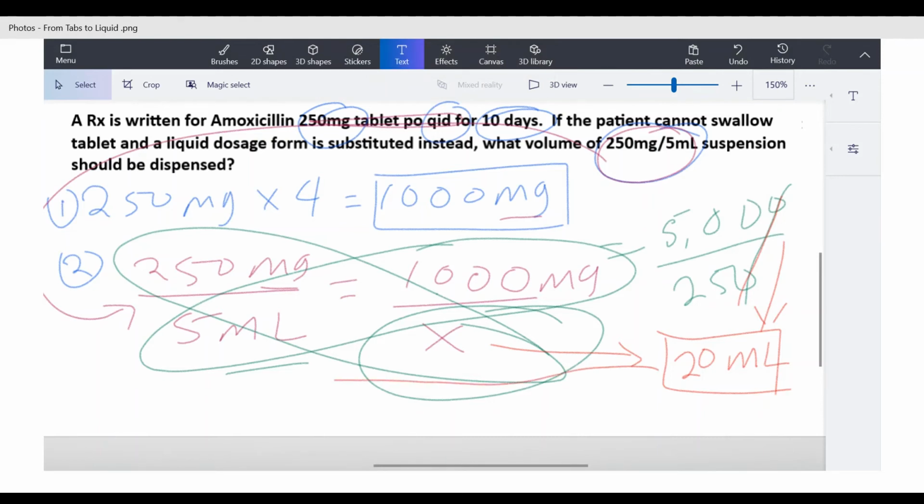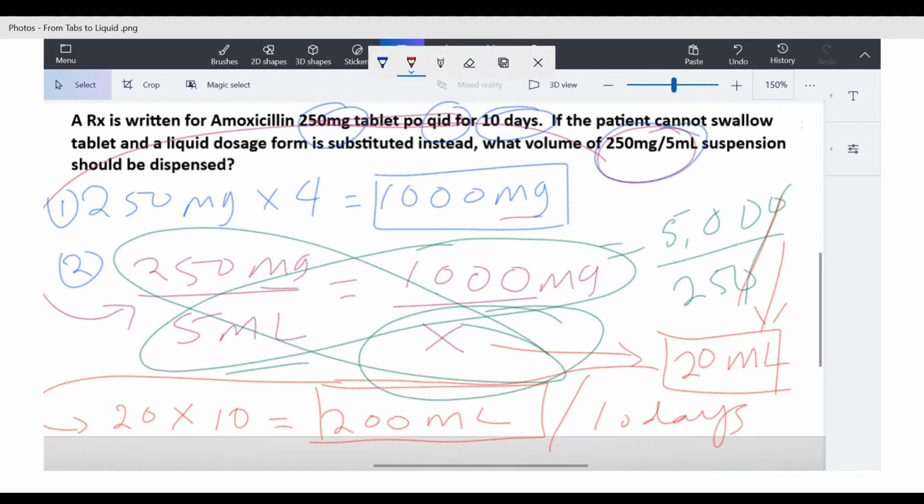If the patient needs 10 days, we have to take this 20, and, sorry, I'm running out of room, multiply the 20 by 10, and we should get 200 milliliters per 10 days. So 200 milliliters is what we're looking for, and that should serve as our final answer to the problem. I hope that is clearly understood. I know it's a lot of writing going back and forth.